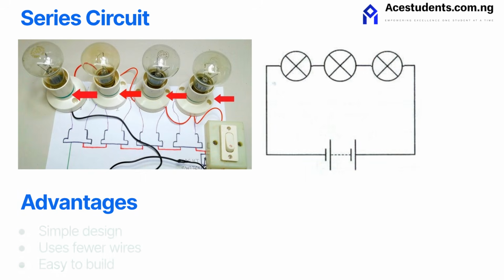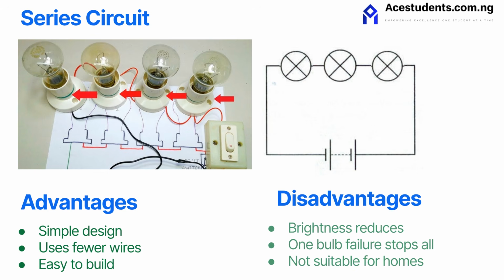For series circuits, the main advantages are their simple design, the fact that they use fewer wires, and that they are generally easier to build. However, series circuits also have disadvantages. The brightness of the bulbs reduces as you add more, one bulb failure stops the entire circuit, and they are not suitable for home use.